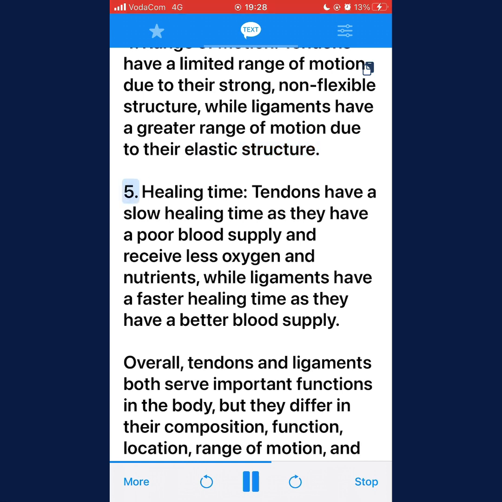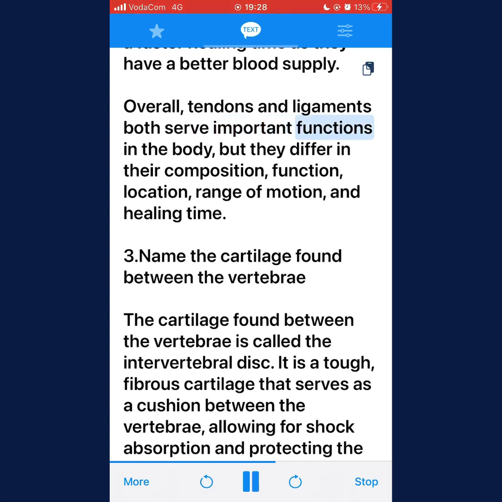5. Healing time. Tendons have a slow healing time as they have a poor blood supply and receive less oxygen and nutrients, while ligaments have a faster healing time as they have a better blood supply. Overall, tendons and ligaments both serve important functions in the body, but they differ in their composition, function, location, range of motion, and healing time.